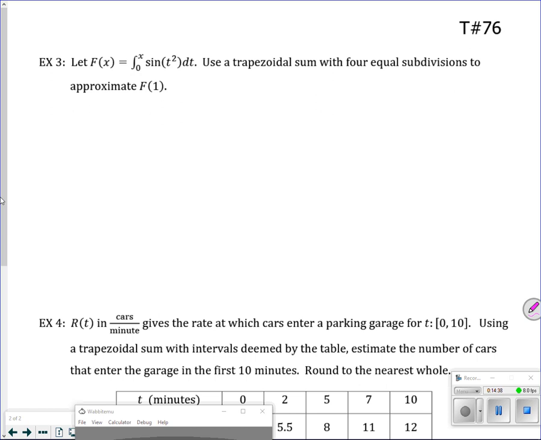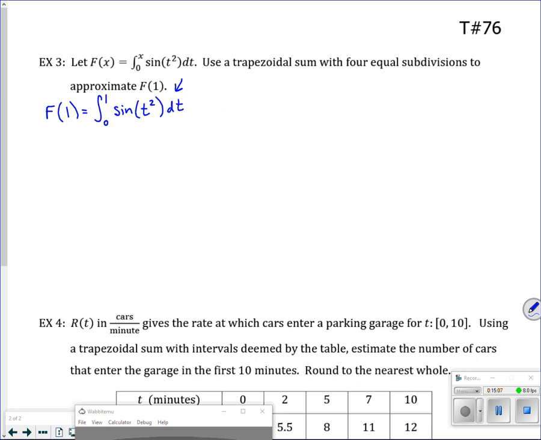So if f of x is this function, are you in agreement that f of 1 would be the integral from 0 to 1 of sine of t squared dt? Do you agree with that? Perfect.